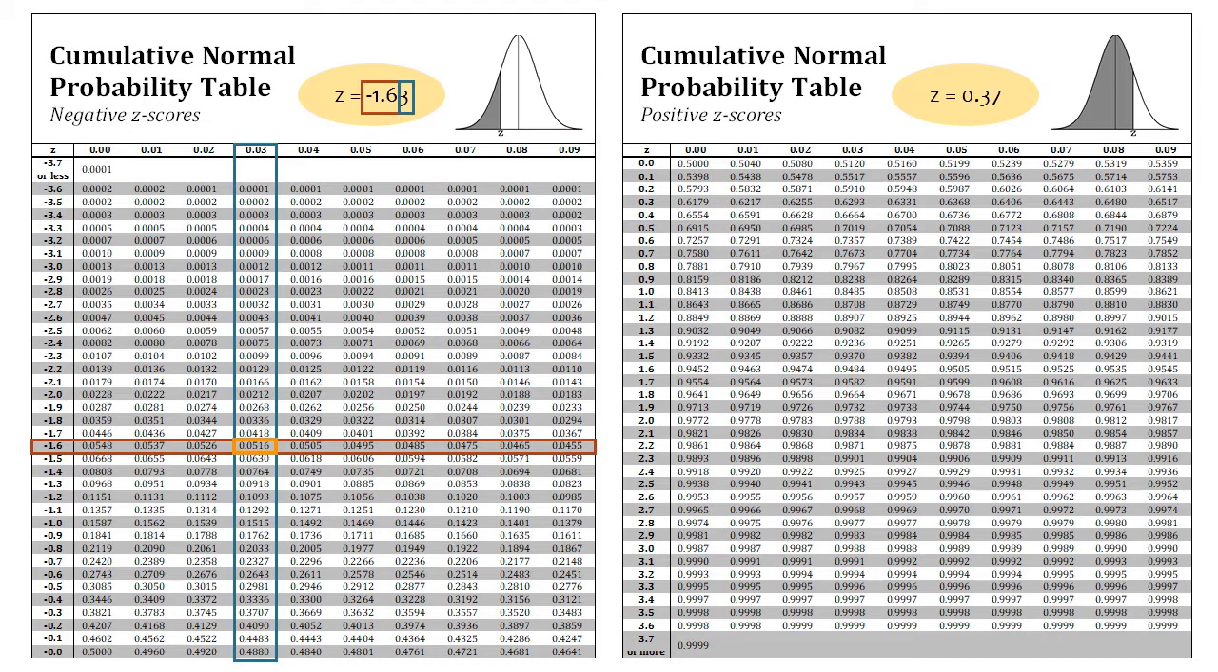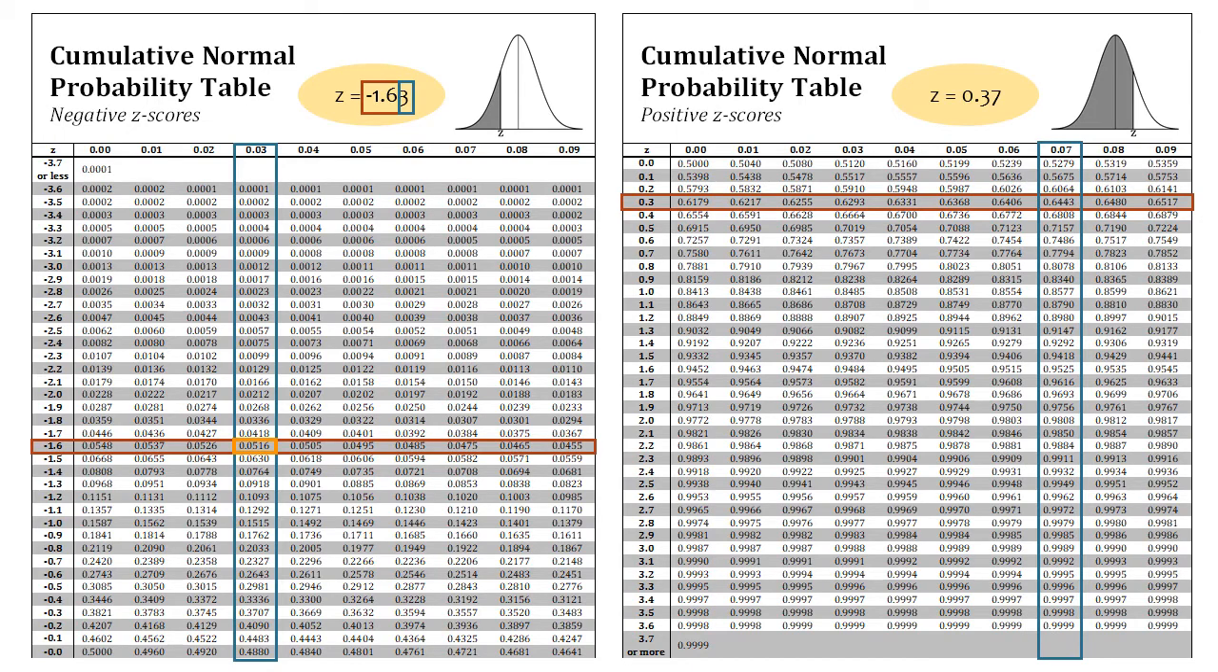Let's see. If I look at the z-score, the first part of the z-score is the 0.3. So that means I'm going to look in the row for 0.3. Then the last digit of the z-score is the 7. So that means I'm going to look in the column that has a 7 in it. And where the column and row intersect is 0.6443. This means that about 64.43% of the values are less than a z-score of 0.37.